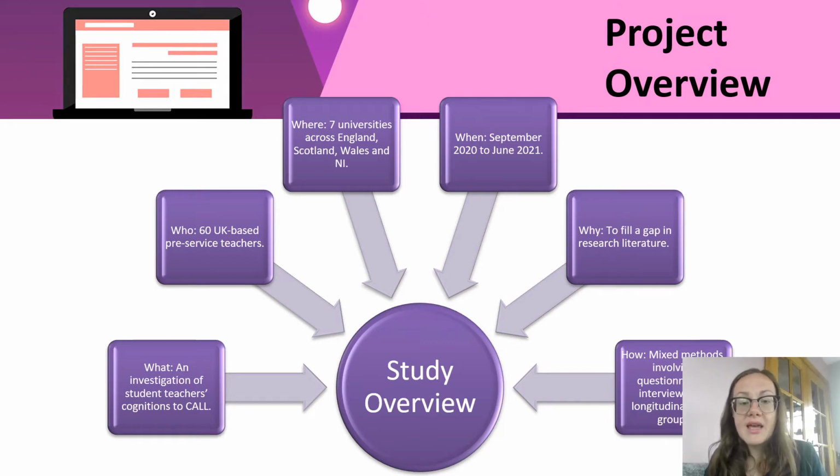So I was lucky to have 7 universities partaking, 3 in England, 2 in Scotland, 1 in Wales and 1 in Northern Ireland. Now this study was conducted during the academic year from September 2020 to June 2021, and it was purposefully designed to fill a gap in the research literature, as the cognitions of student teachers is underexplored. And how did I do this? Well, it was a mixed method study, and this involved focus groups, questionnaires and interviews.